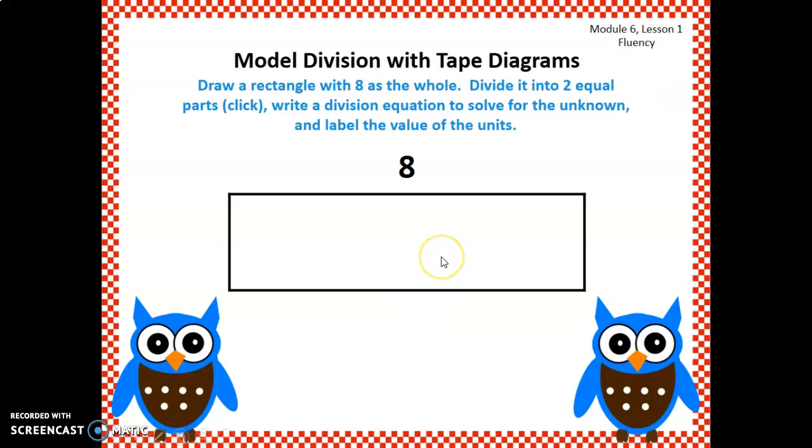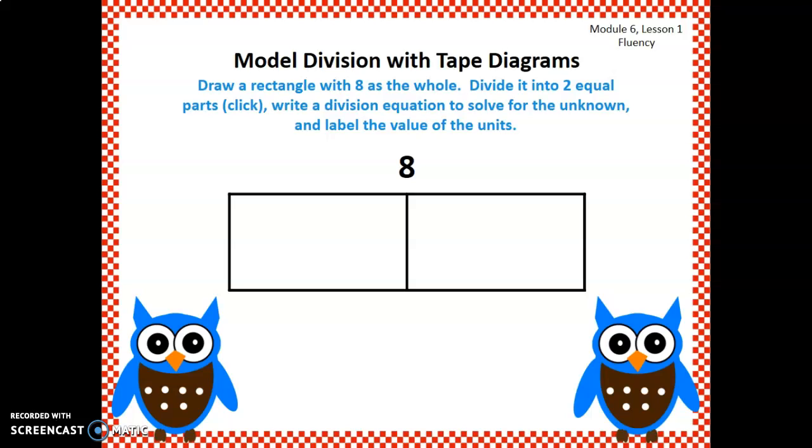Next, I've got 8. I'm going to divide 8 into 2 equal parts. Think about a division equation to solve for the unknown and label the value of the units. I have 8 as a whole in 2 groups. So what's my equation going to be?